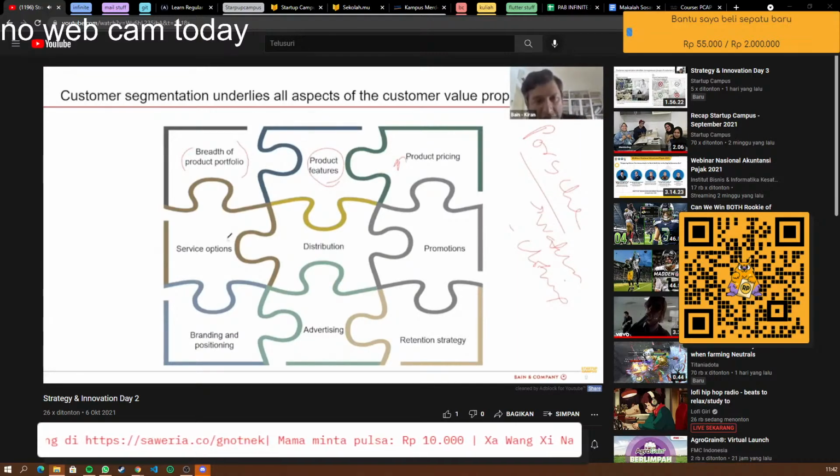How do I ensure service options maintain that premium segment feel? How do I ensure that when you walk into a Porsche distribution center, it feels like a premium outlet versus, I don't know, a Hyundai or one of the other car brands? How do I revolve my promotions so that it maintains that premium feel? How do I ensure that my branding, my positioning, my advertising, and my retention strategy is based on that segment that I want to target, right?